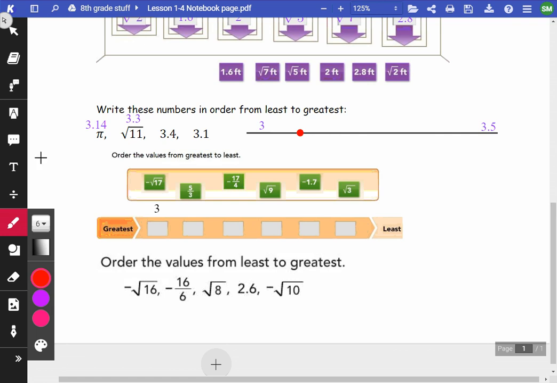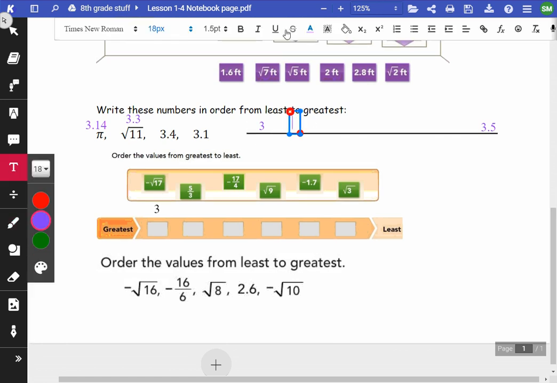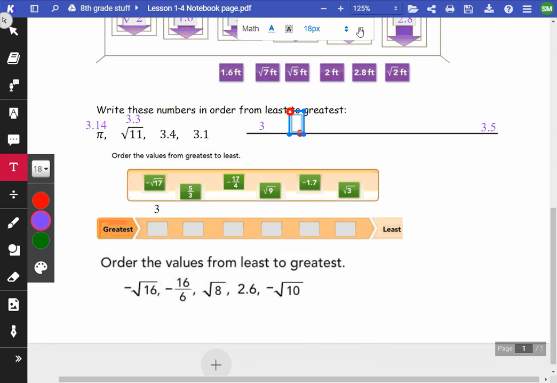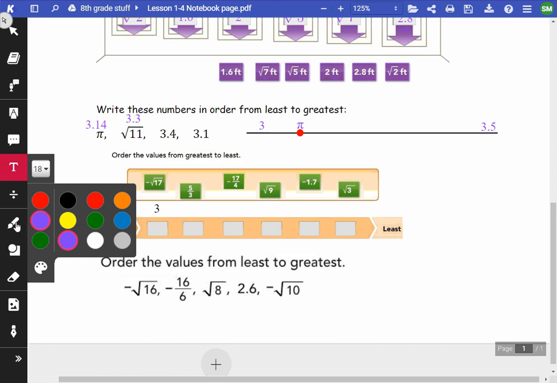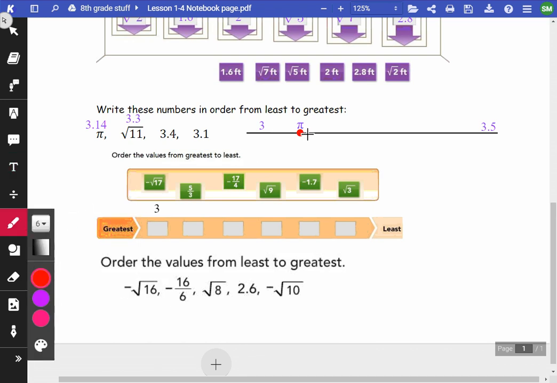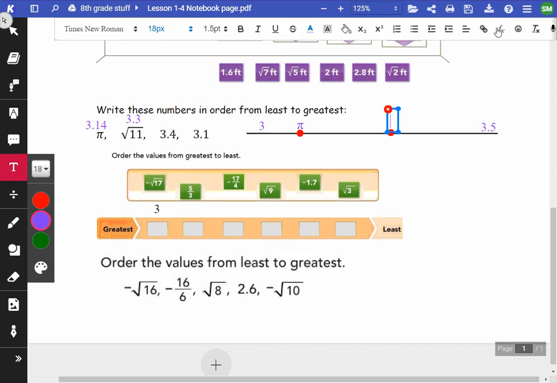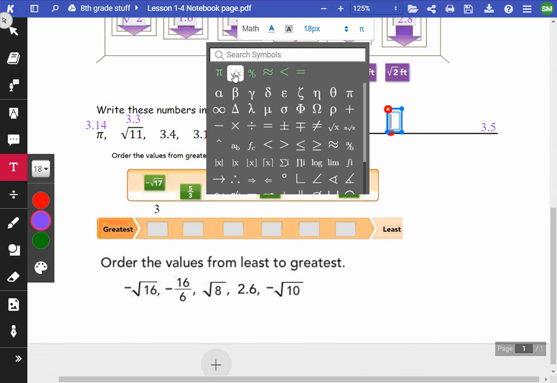And I'm going to put a text box there and call it pi, because that's the number they gave me. They did not give me 3.14. They gave me pi, so I'm going to label my dot right there. Okay, then square root of 11 is about 3.3, so dot again. And here I go, 3.1, 3.2, 3.3, about right there, except what am I going to label it? I'm going to label it the square root of 11. And I'm going to put that right over that red dot.